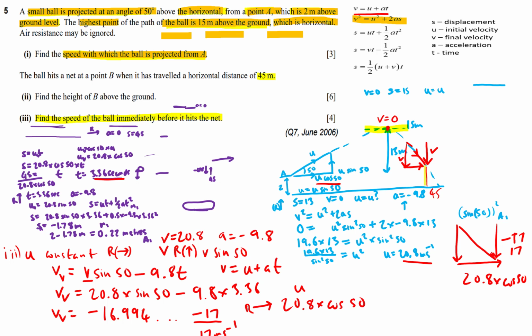So if we use Pythagoras' theorem, we just need to do, and it doesn't matter if we use minus 17 squared, we need to use 17 squared plus 20.8 cos 50 all squared, and we're going to square root that to get v_v, the final v, or v final, just so we don't get mixed up from before, and then we'll get v to equal 21.6 meters per second. So I hope that makes sense, but that could be a little tricky for you to understand.